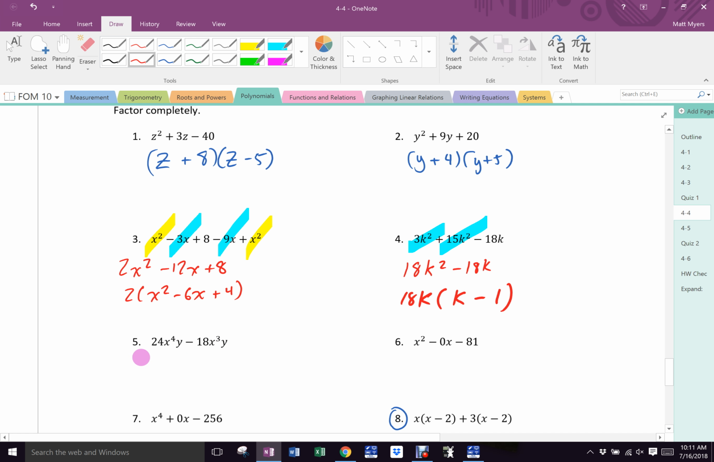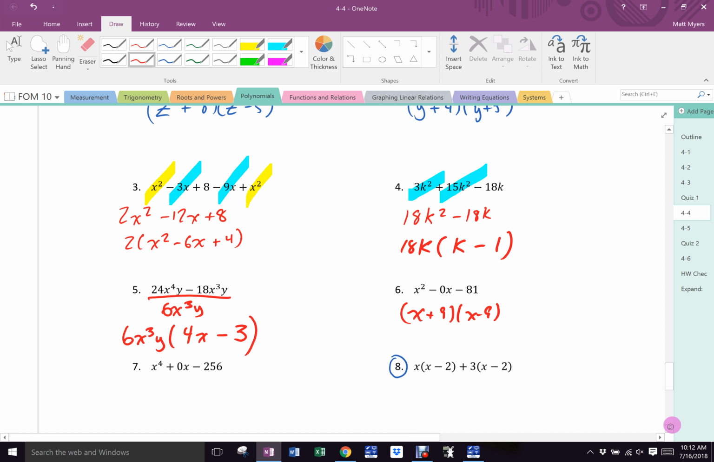What's common? 6x cubed y. Then I write the answers. 4x minus 3. Done. And this one, x plus 9, x minus 9.